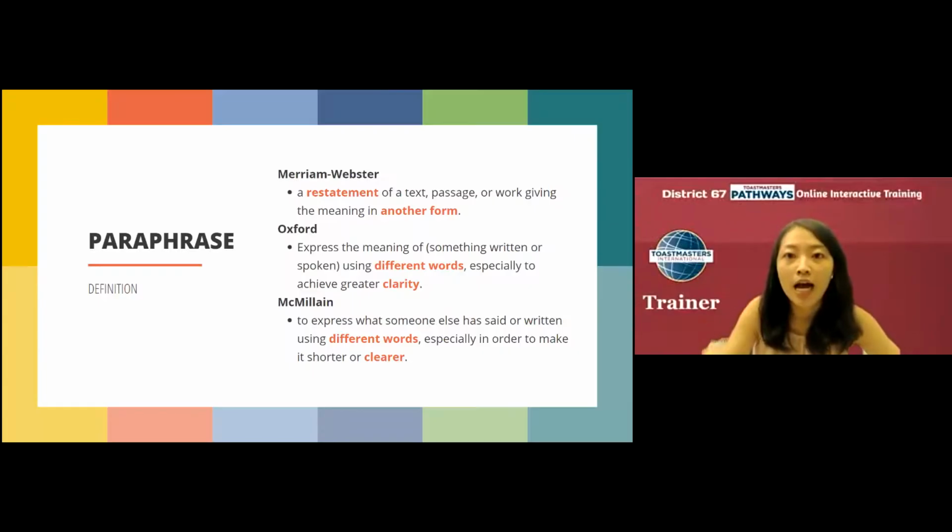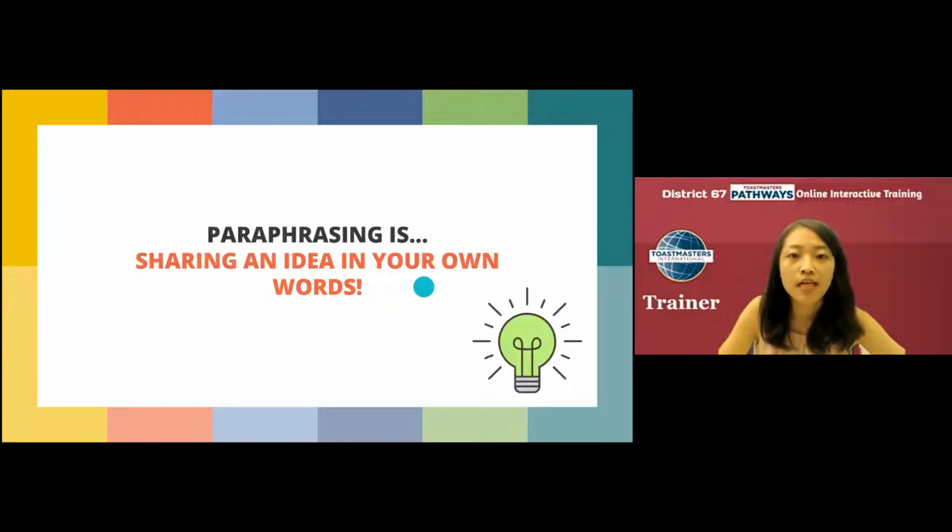Keywords like highlighted on here on the slides. And basically, if we have to summarize it, you have to give it like a broad definition. It would be paraphrasing: sharing an idea in your own words.